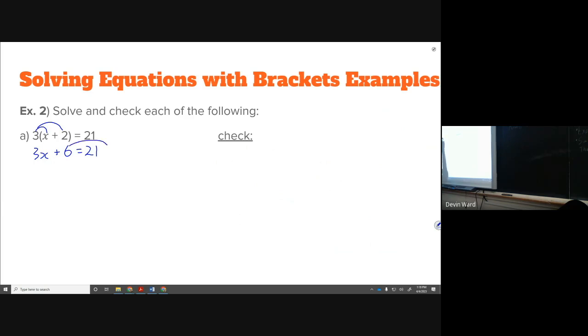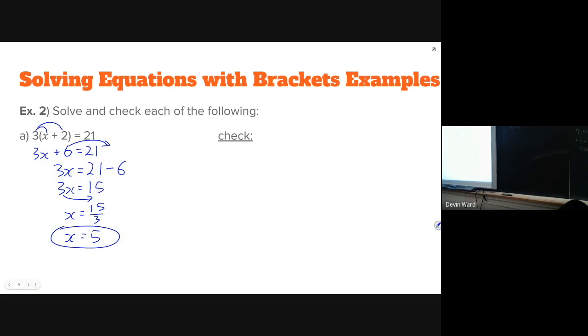Now I'm going to move the 6 over here because I want my numbers on the right since my letters are already on the left. And 21 minus 6. Remember, it's the opposite operation now. That gives us 3x equals 15. Now I can bring over the 3, and I get left with 15 divided by 3. So x is equal to 5.